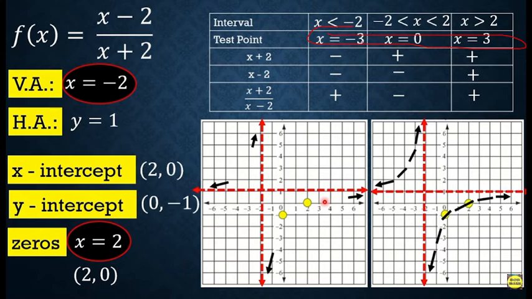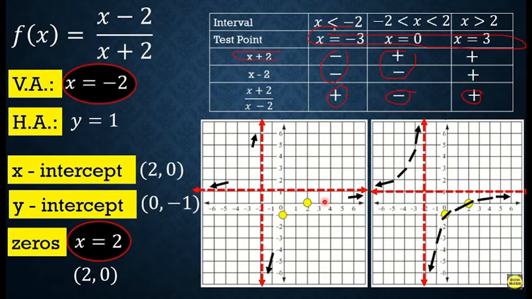Substitute negative 3 in x plus 2, which gives negative. Substitute 0 in x plus 2, which gives positive. Negative times negative is positive, meaning above the x-axis. Positive times negative is negative, meaning below the x-axis. Positive times positive is above the x-axis. So this is the sketch.